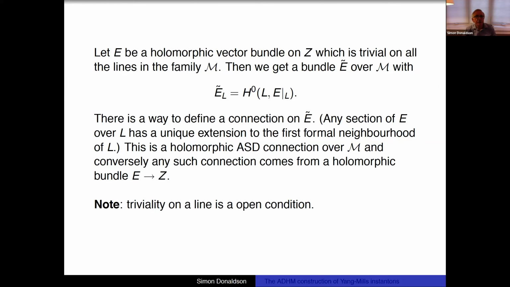So here everything is complex geometry, because that's in a way easier. We're using the rather obvious extension of everything we did in the real four-dimensional world to the case of complex manifolds. Let's just note, to make it clearer, that this condition of being trivial on a line is an open condition. So if we have any holomorphic bundle over Z, provided it's trivial on some line, it's trivial on a whole open set of lines, to which we could apply the discussion.